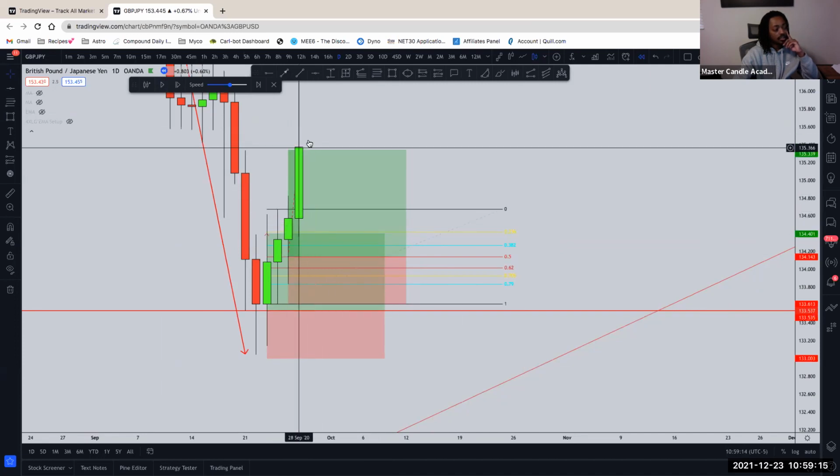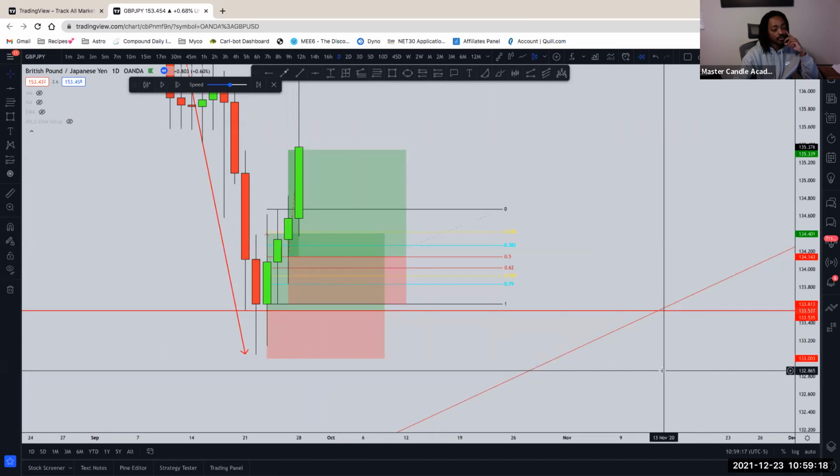And there we go. You guys see how both of our setups would have hit TP?